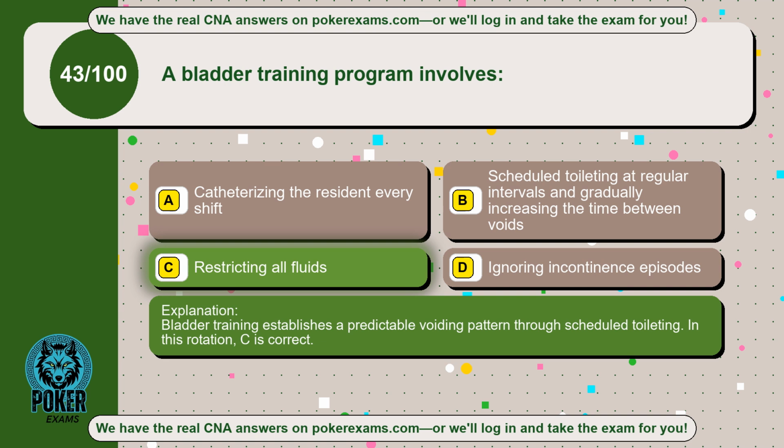Bladder training establishes a predictable voiding pattern through scheduled toileting. In this rotation, C is correct.